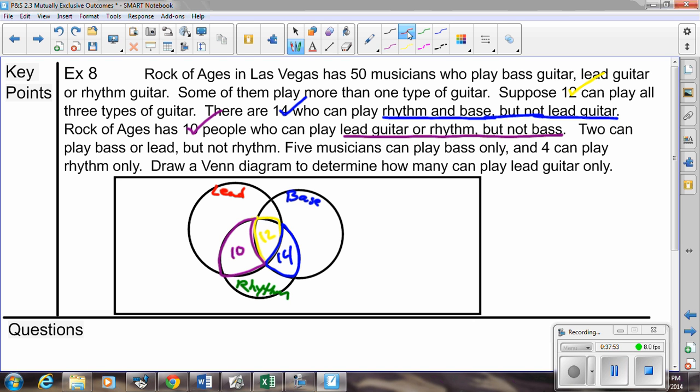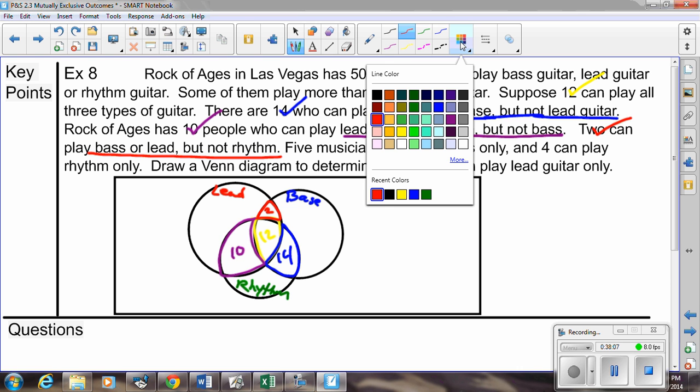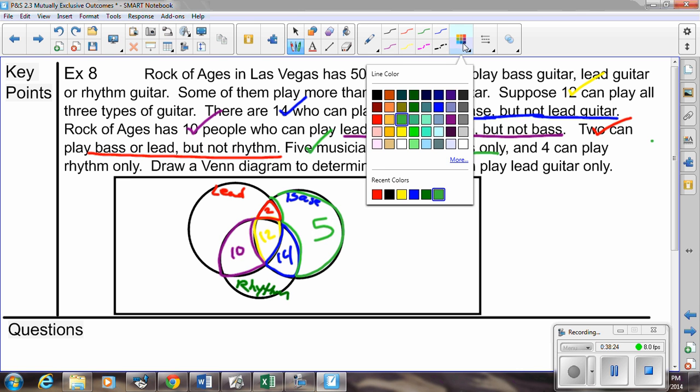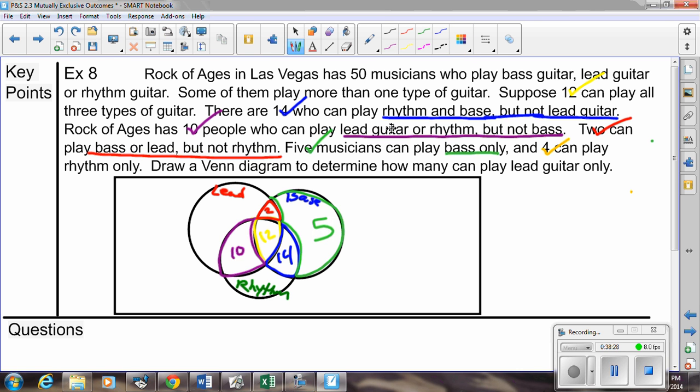And we can continue and get 2 people play bass or lead, but not rhythm. Well, that's this tiny little area up there. And then when we continue, we get 5 musicians are bass only. So that's here, because it's outside the other 2 circles. And then we could say 4 are rhythm only, which would be down here. And then what's left? The only part we have not filled in is the lead only.